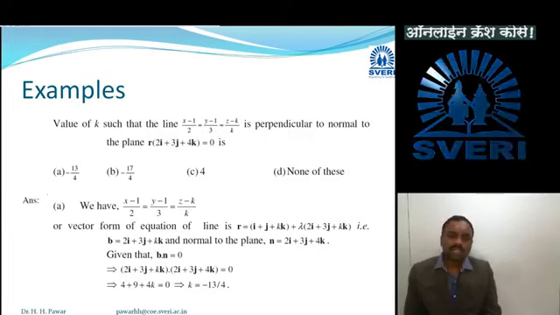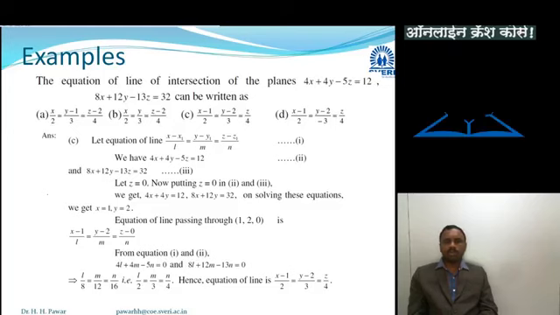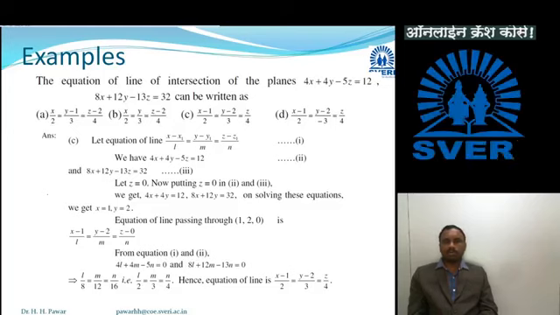Next, the equation of the line of intersection of the planes. Two planes are given here, 4x plus 4y minus 5z equal to 12 and 8x plus 12y minus 13z equal to 32. This can be written as, first option is x by 2 equal to y minus 1 upon 3 equal to z minus 2 upon 4. Second one is x by 2 equal to y by 3 equal to z minus 2 upon 4. Third one is x minus 1 upon 2, y minus 2 upon 3, z upon 4, and fourth is x minus 1 upon 2, y minus 2 upon minus 3, z upon minus 4.